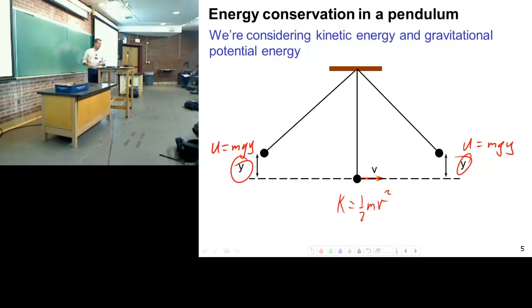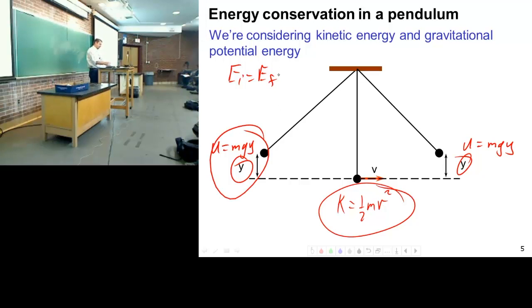If I want to find the velocity of the pendulum at some point, say right there, I can use conservation of energy. Energy initial equals energy final. This is my initial state. That's my final state. That would be mgy equals 1/2 mv final squared. What do I see go away? Mass.